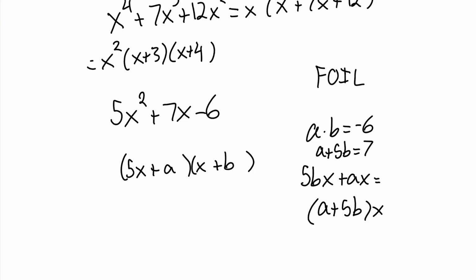So do that here. We get negative 2 and 3, 2 and negative 3, 6 and negative 1, negative 6 and 1. Okay. And we want to think, okay, what if we multiply one of these by 5 and add it to the other one, will it give us that 7?